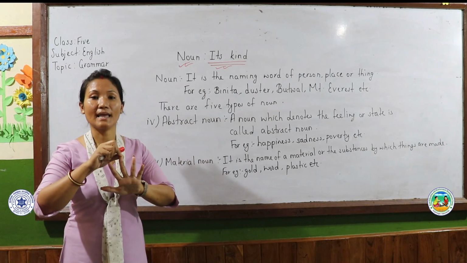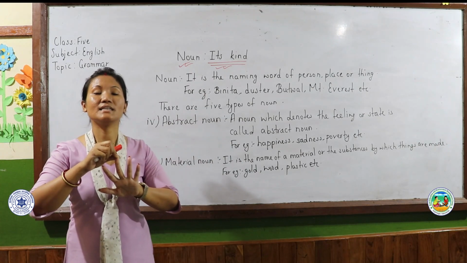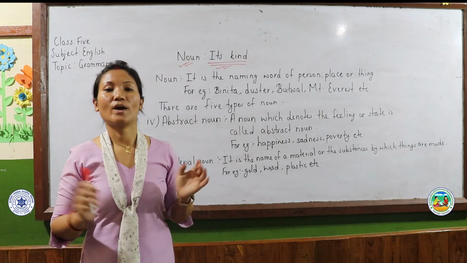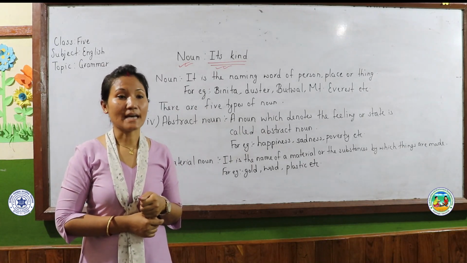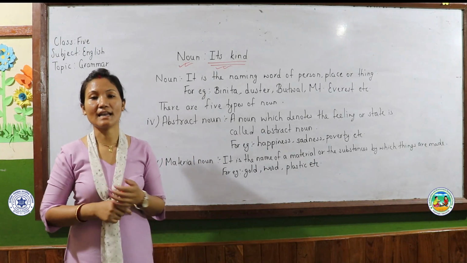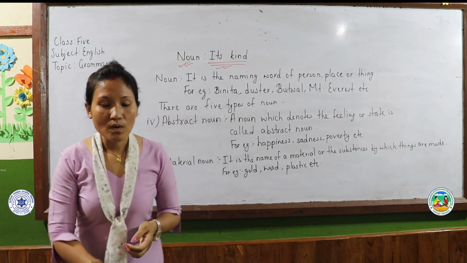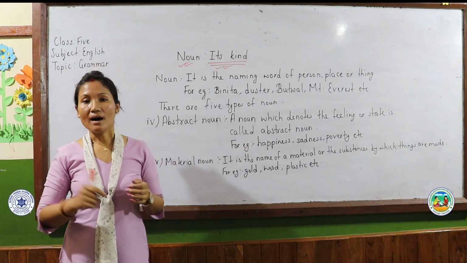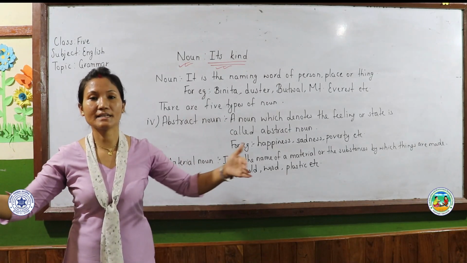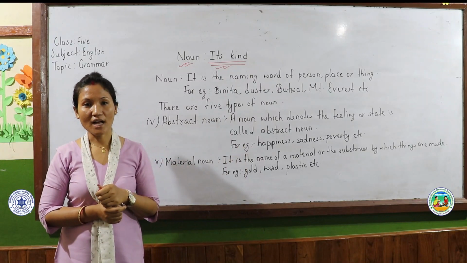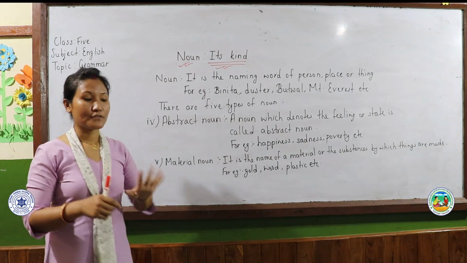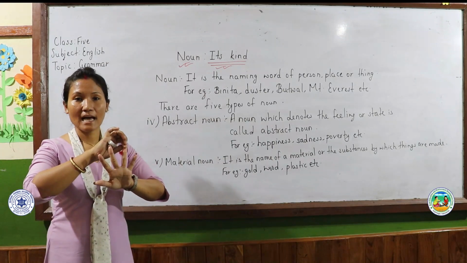The third one was what? The third one, collective noun. It denotes a collection of individuals or things. For example, crowd of people. Crowd is a collective noun. And what? Library of books. A group of books, a collection of books is called a library. This is a collective noun.